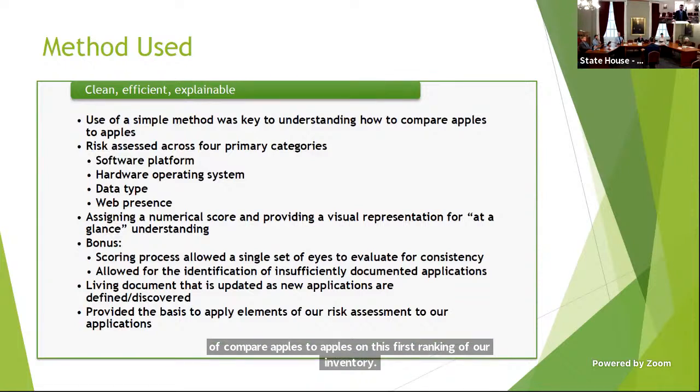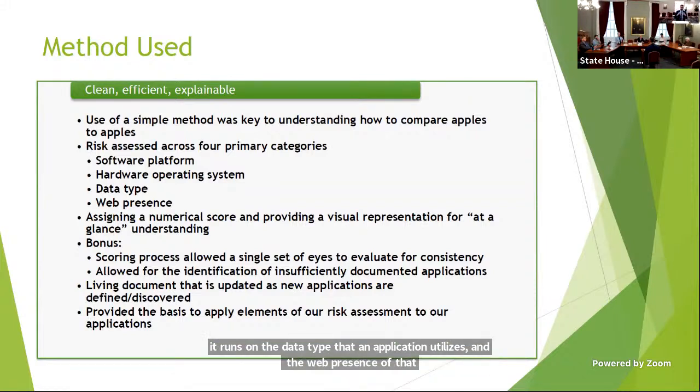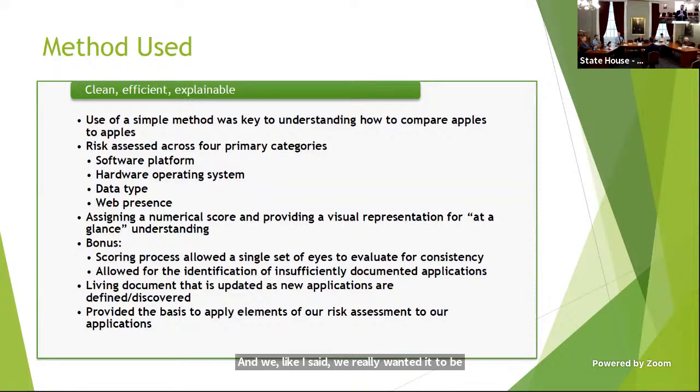So we assessed risk across 4 primary categories: the software platform that the application runs on, the hardware operating system and platform that it runs on, the data type that an application utilizes, and the web presence of that application. Like I said, we really wanted it to be simple, because the wider and deeper you make that matrix, the more nuance there is to everything. And while everybody wants lots of nuance and detail, sometimes it helps just to be able to look and say, that's a problematic application.